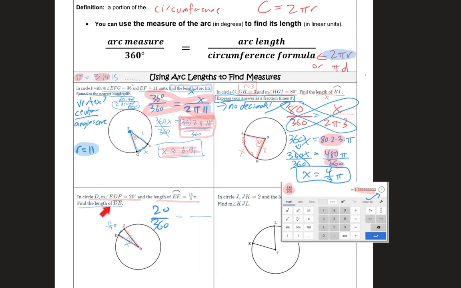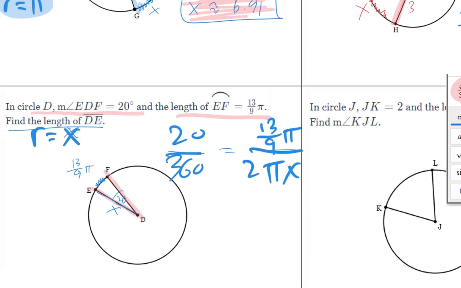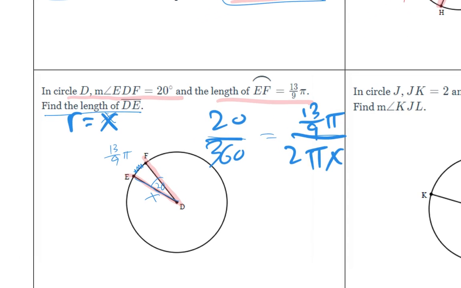We want to find the length of DE. So the arc length is that right there. We're going to put that right over there. I know that looks a little weird, but 13 over 9 pi. I know it looks weird, but we're just following the math, right? So now what goes over here at the bottom? The bottom is the circumference formula, so 2 times pi times r. Well, the radius is DE, so the radius is equal to x. So let's write that in, 2 pi x. Now that looks really weird, but let's just follow the math just like we've been doing.